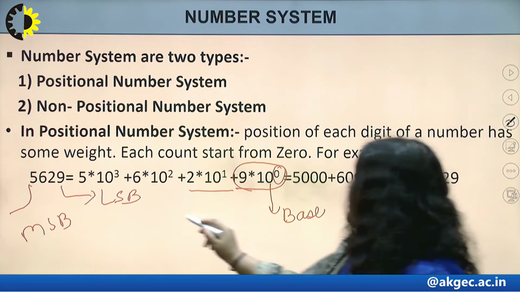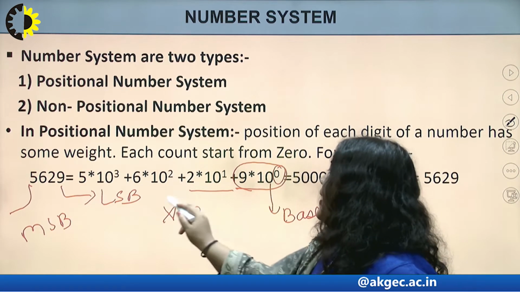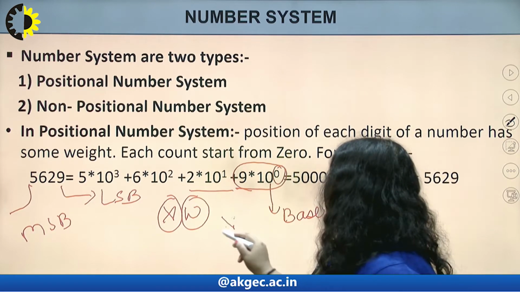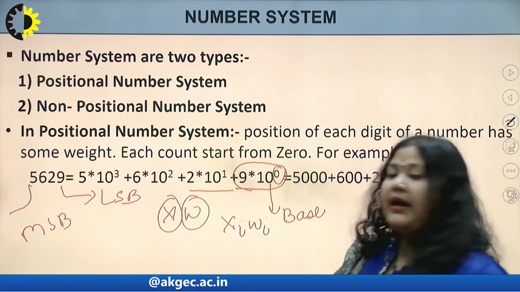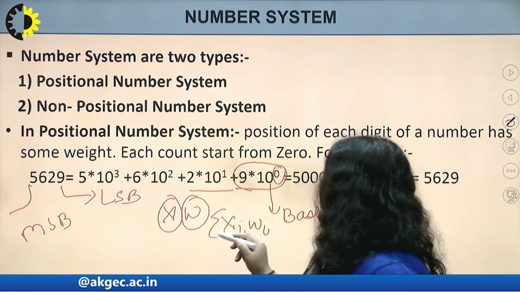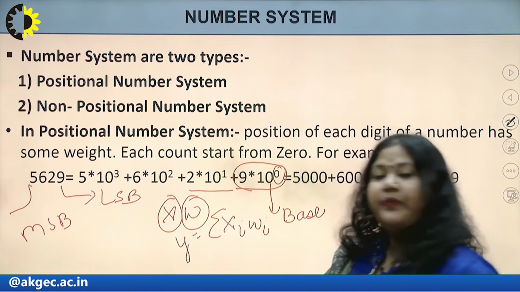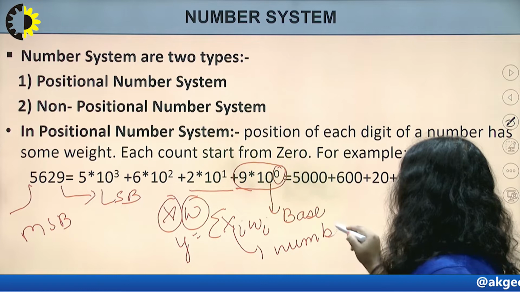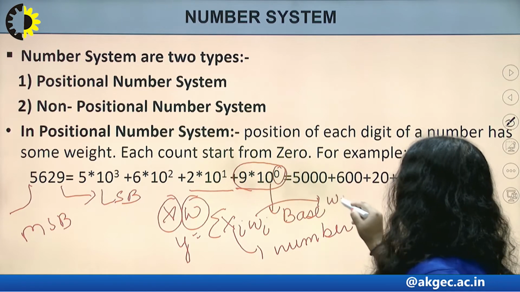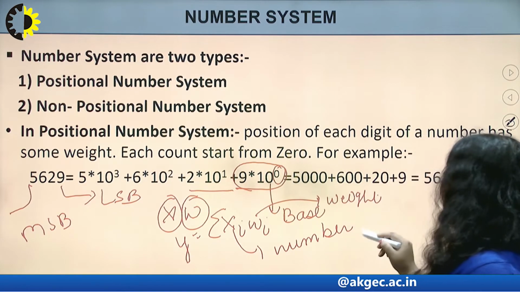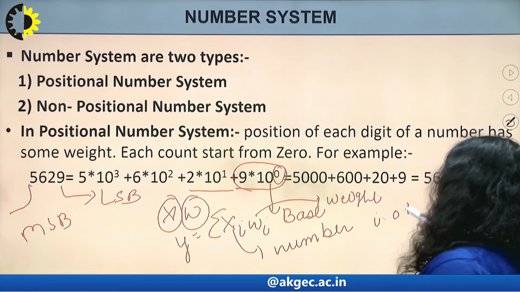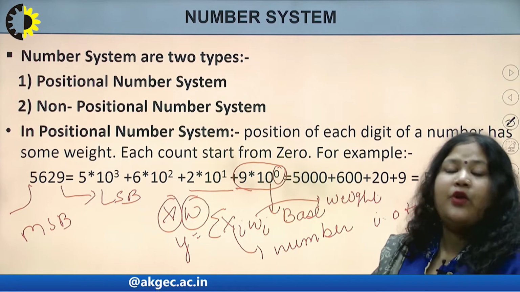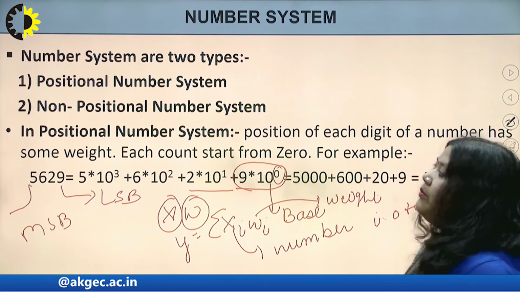So this is basically the formation of X and W, where X is the number and W is the weight. So it is the summation of Xi Wi equals Y, and this is the output value. X is the number, W is the weight, and the value of i is between 0 to n, starting from 0 at the LSB. So this is the basic of the positional number system.